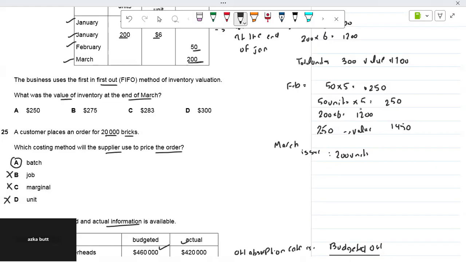So 50 units at $5 each is 250. 50 units multiplied by 5 is equal to 250. And then there are 150 units multiplied by 6, which is equal to 900. So the total issued, 200 units, is issued at the value of 1150.